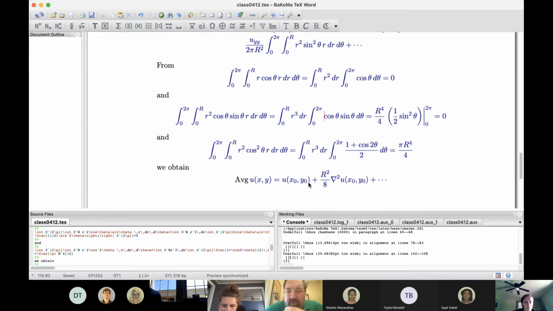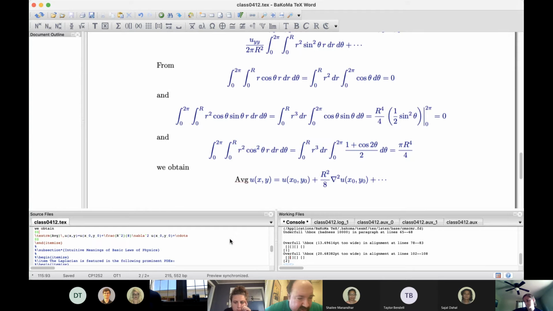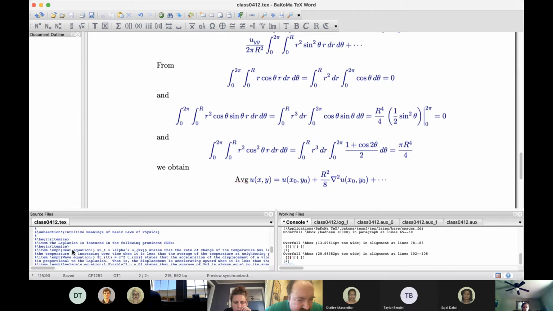Same interpretation as before: if the Laplacian is positive at this point, then that means U at the center of a disk is less than the average value on the disk. And similarly, if the Laplacian is negative, then U is greater than the average, and so forth. Okay, so I just want to show you how it can be worked out in higher dimensions.